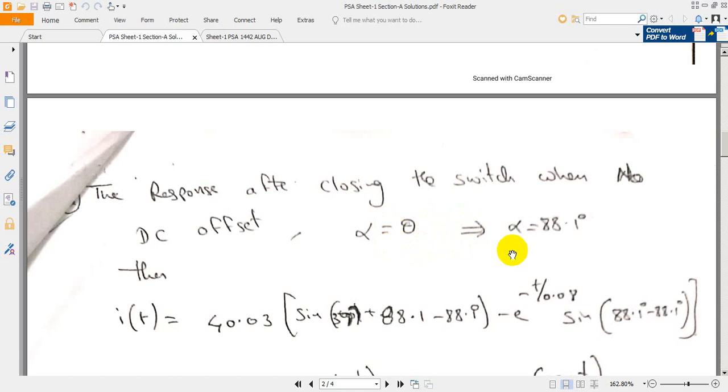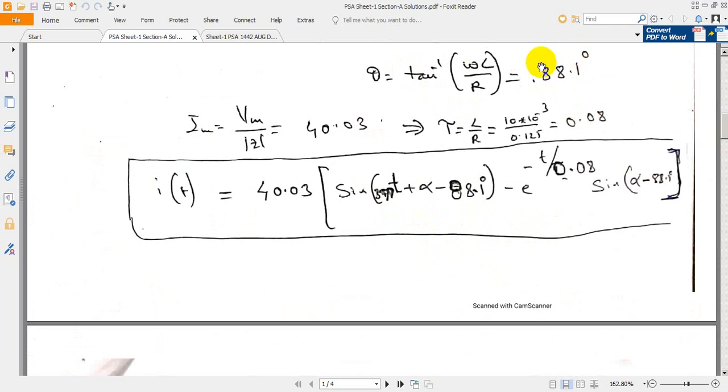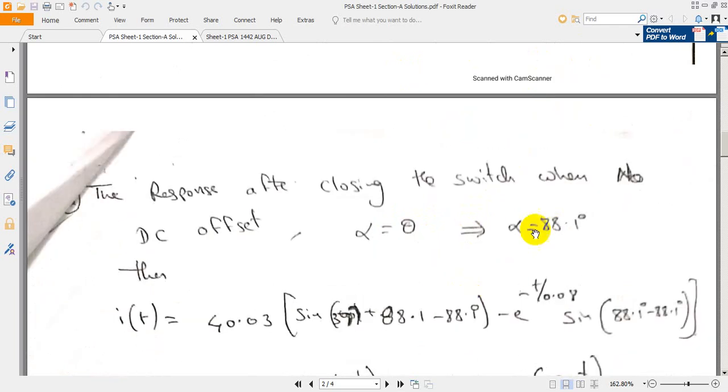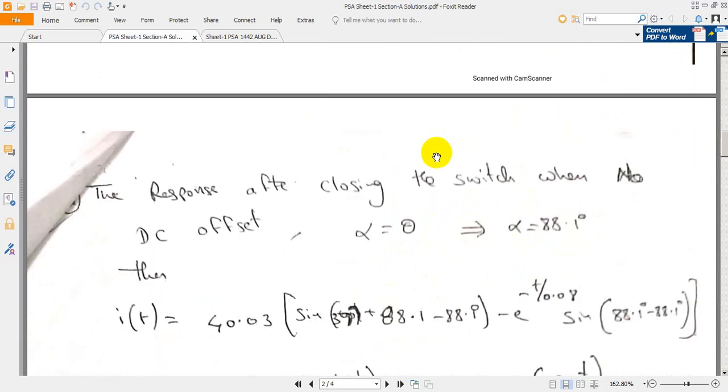When alpha is equal to theta, we know theta is equal to 88.1. We got it from here. It means alpha is equal to 88.1. Just substitute the value in this equation. Alpha is equal to 88.1. This will turn to 40.03 sin(377t plus 88.1 minus theta).